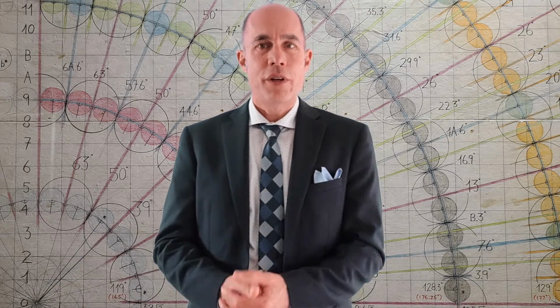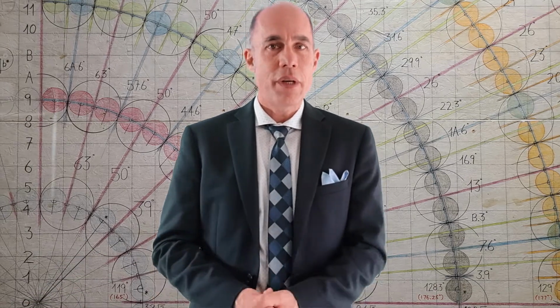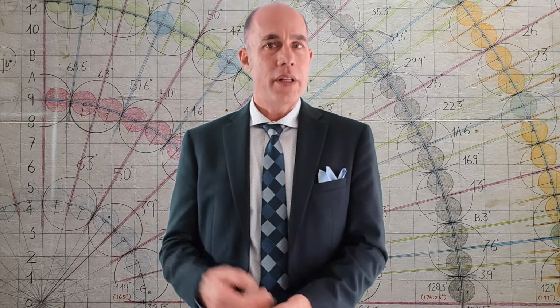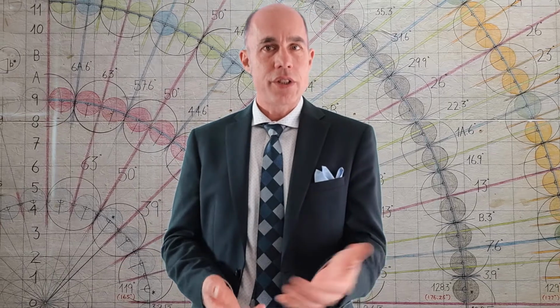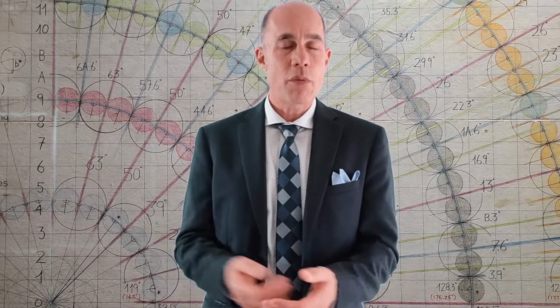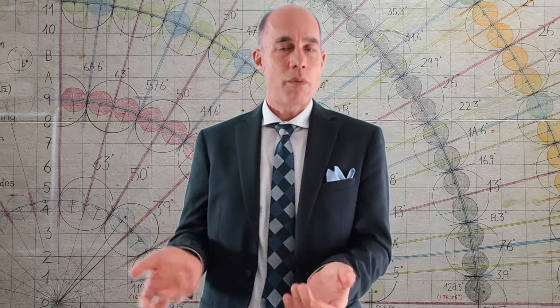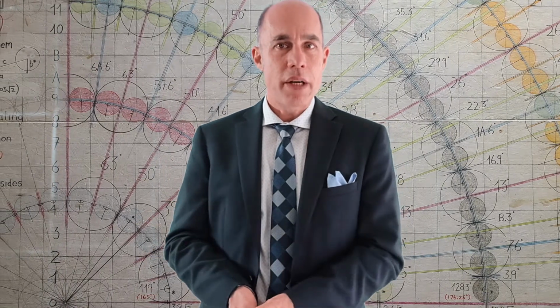All right, so we're continuing our journey towards a better understanding of the base 12 version of pi by creating a diagram that generates all 360 degrees using base 12 geometry. And from this geometry, the base 12 version of pi is going to emerge.